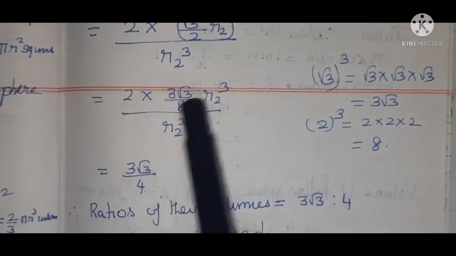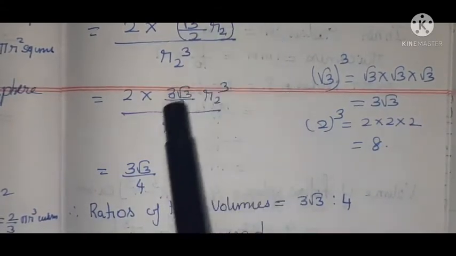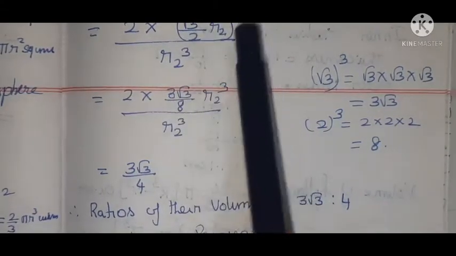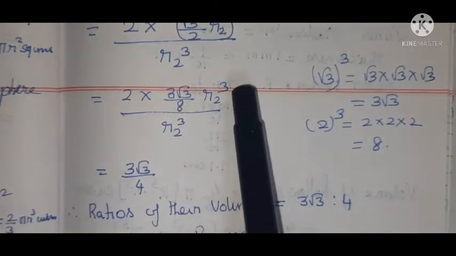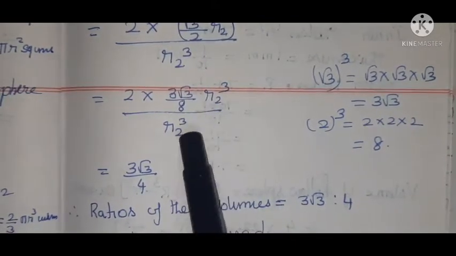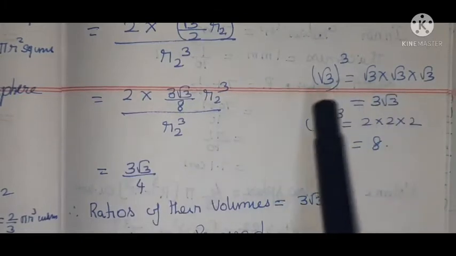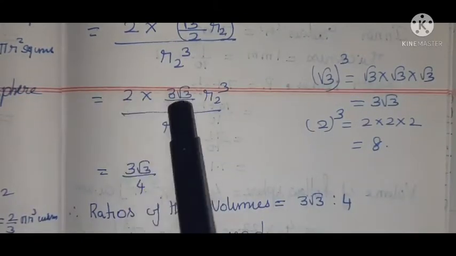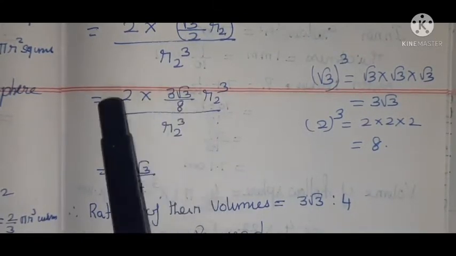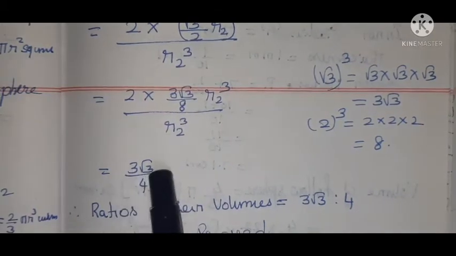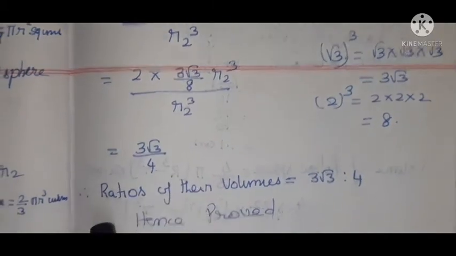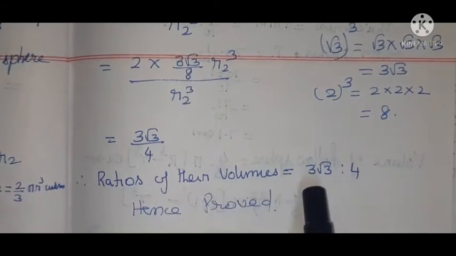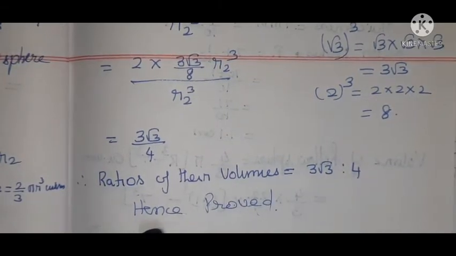2 into root 3 cube is 3 root 3, by 2 cube is 8, r2 cube. r2 cube cancels. 2 divided by 8, divided by 2, we get 4. 3 root 3 by 4. Therefore the ratio of the volumes is 3 root 3 is to 4, hence proved.